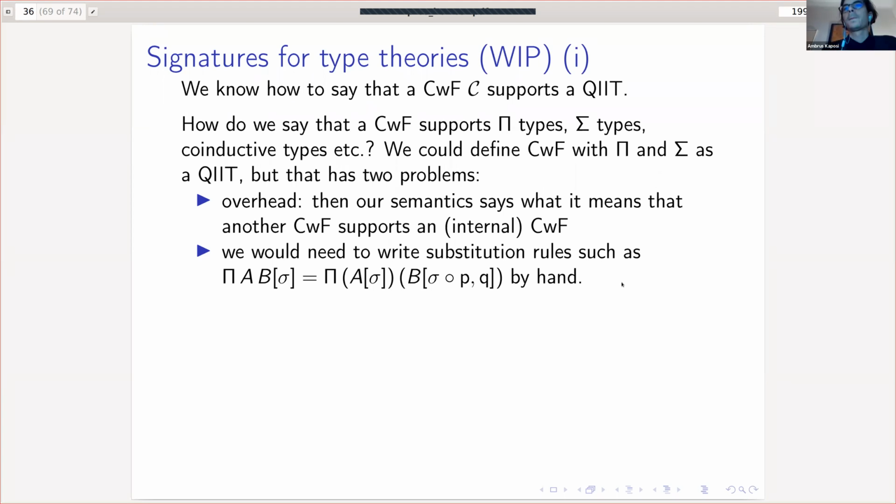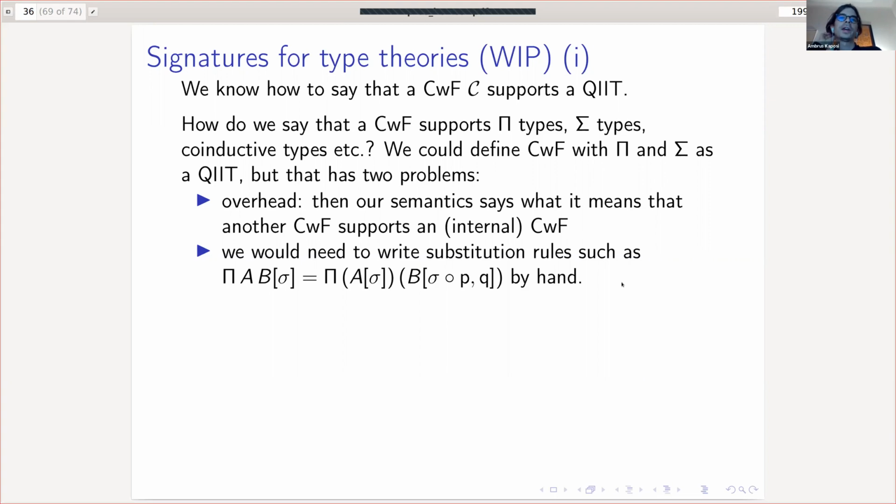So we can just say that type theory is a QIIT. We can define what CWFs are in a QIIT, and then say what it means that we have pi types and sigma types and so on. But then the semantics that I showed you has a bit of an overhead, because then we don't simply describe CWFs with a signature, but what it means that a model of type theory has an internal CWF and extra structure. But okay, maybe this is not a problem.